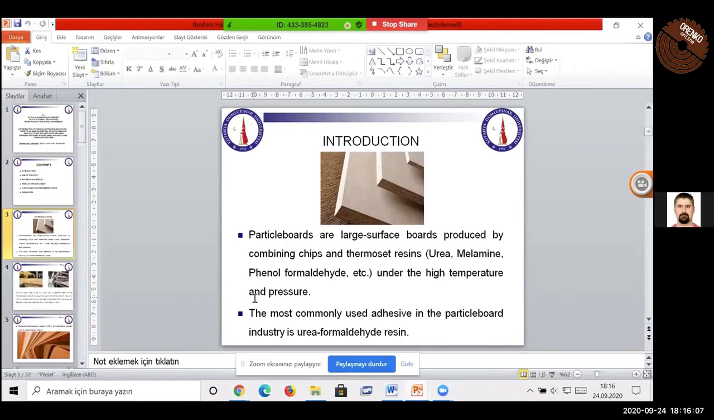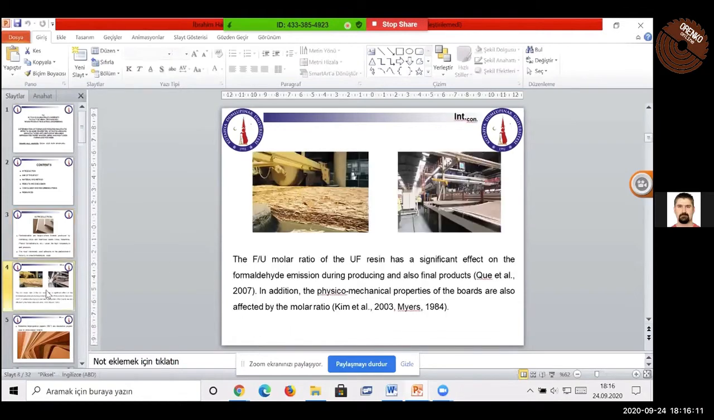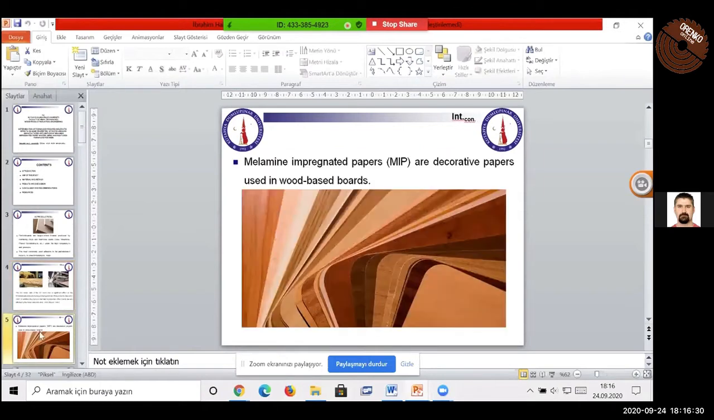The most commonly used adhesive in the particle board industry is the urea formaldehyde resin. The formaldehyde to urea molar ratio of the UF resin has a significant effect on the formaldehyde emission during production and also in the final products. In addition, the physico-mechanical properties of the boards are also affected by the molar ratio. And what is melamine impregnated paper? They are the decorative papers used in wood-based boards.